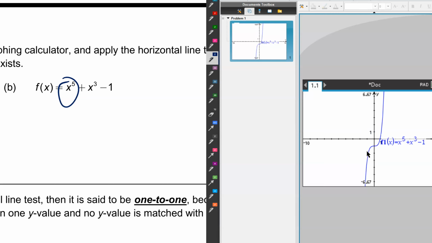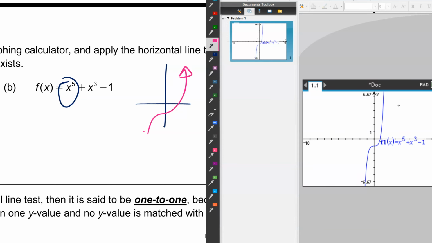If I do the horizontal line test, if I try to draw some horizontal lines, can you guys see this? Yeah, cool. If I try to draw some horizontal lines, I'm only ever touching one point with my horizontal lines. So it looks something like this. Let's see, like that. Yes.